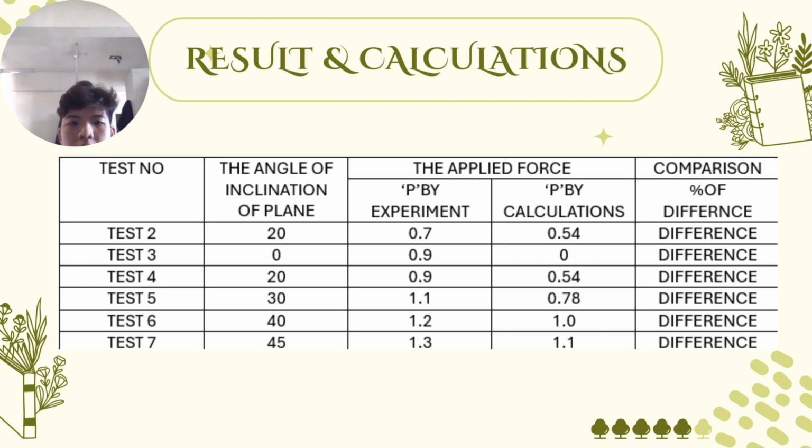For test 4, the angle of inclination of the plane is 20. The applied force from the experiment is 0.9, and then the applied force from the calculation is 0.54, and the comparison is also different. For test 5, the angle is 30, and then the applied force from the experiment is 1.1, and then calculation is 0.78, and then the comparison is different. And the rest is still the same. For test 5, the angle is 30, test 6 is 40, and then test 7 is 45.